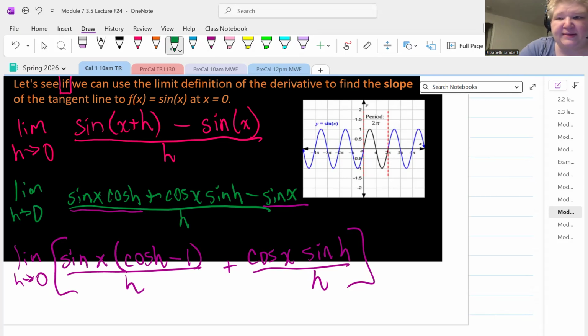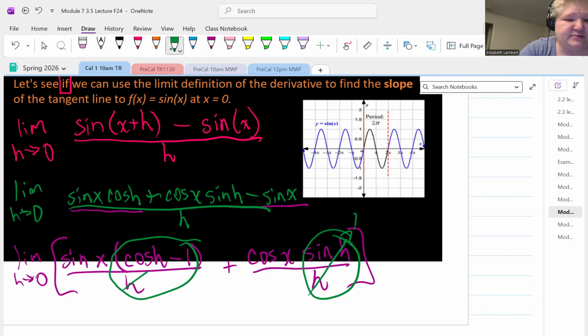Now it turns out the limit, we didn't do a lot with it, but there is a trig limit for the cosine h minus 1 here. We did do a lot with our trig limit of sine h over h. This guy went to 1. This guy, I believe, goes to 0. And so we end up with the derivative of sine is cosine after a little bit of work.